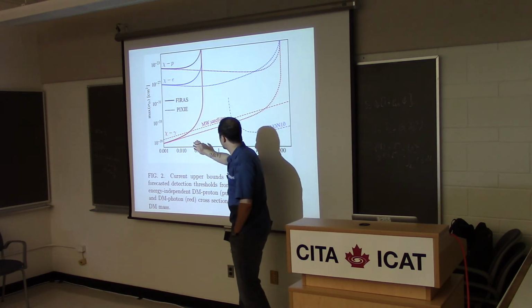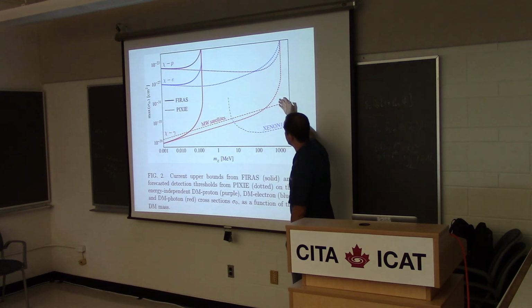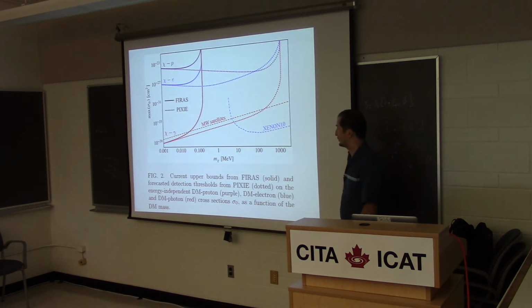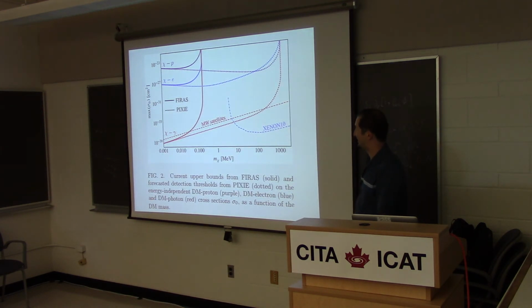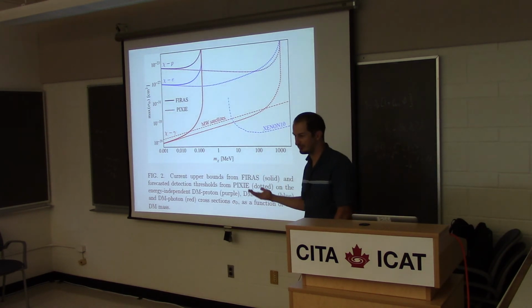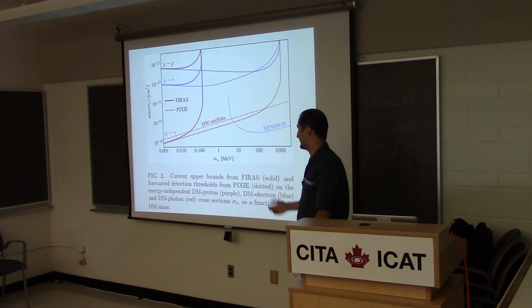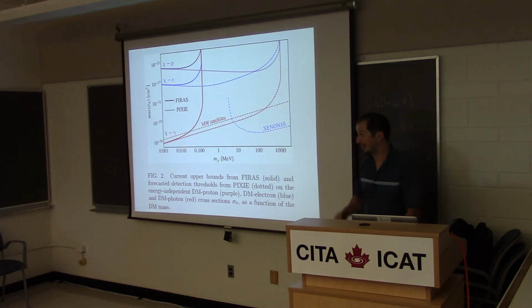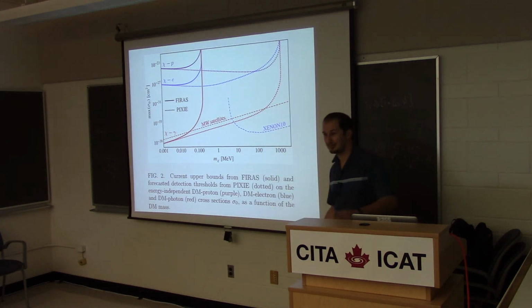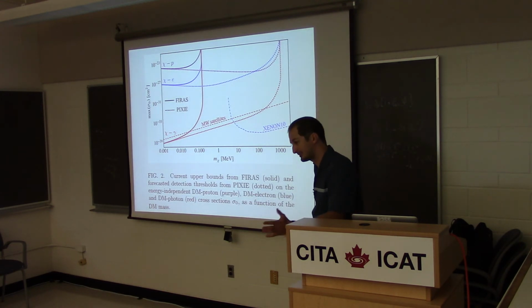So yeah, these are the existing constraints, and this is how you could extend them with a PIXIE type experiment all the way to a mass of about a GeV. So yeah, that's the conclusion. You could constrain the interaction between dark matter and baryons or photons at redshifts of 1 million by looking at the spectral distortions of the CMB. You can actually already do it, and you can do it better with better experiments. That's all.